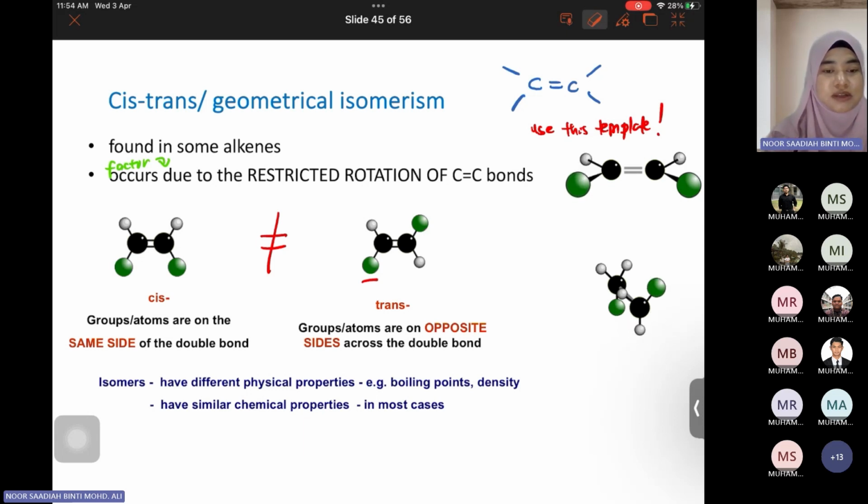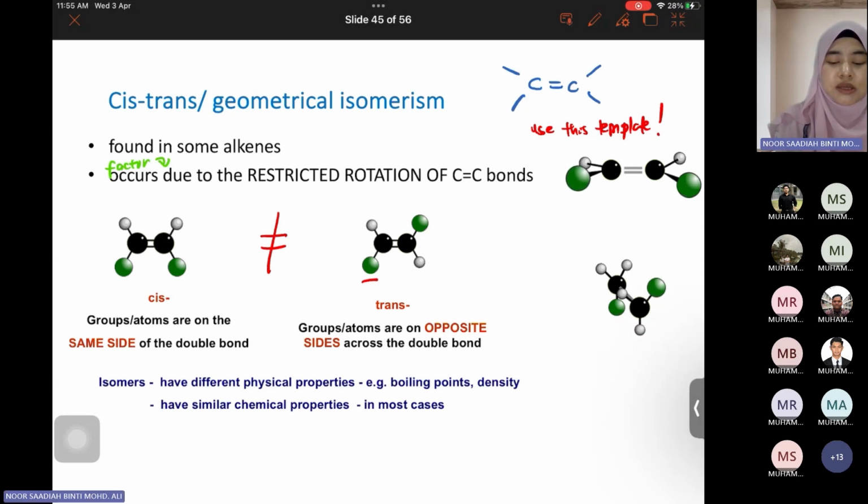Cis means you compare two identical groups at each carbon. For example, we have two groups which are identical here. We can compare the grey sphere or the green sphere, any of them. But sometimes you have different groups on one of the double-bonded carbons. Therefore, try to find one similar group. So, as you can see here, let's say we stick to the grey sphere comparison.